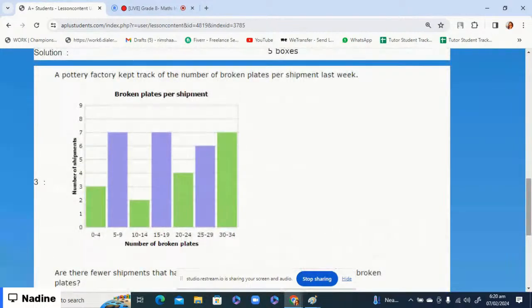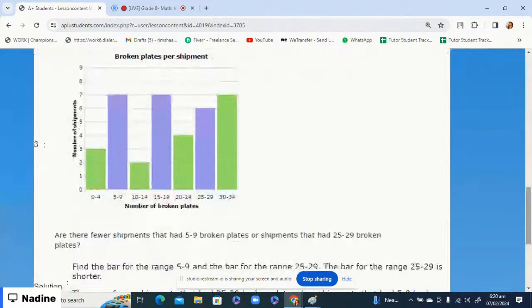A pottery factory kept track of the number of broken plates per shipment last week. So the number of broken plates is given here, 0 to 4, 5 to 9, 10 to 14, 15 to 19. What is the question? Are there fewer shipments that had 5 to 9 broken plates or shipments that had 25 to 29 broken plates? 5 to 9 first we check and then 25 to 29. So 5 to 9 is 7 and 25 to 29 is 6.